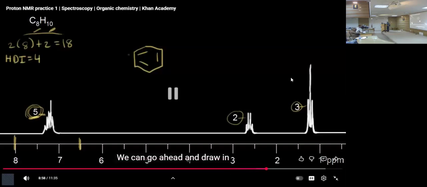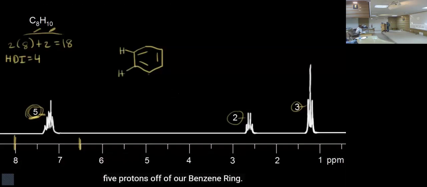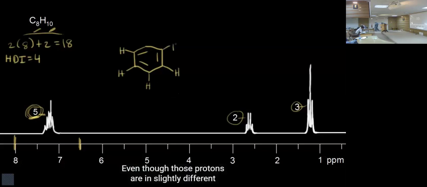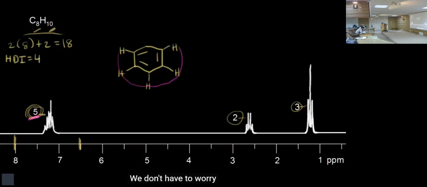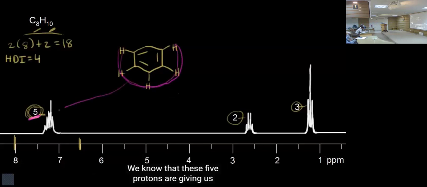Go ahead and draw in five protons off of our benzene ring. Even though those protons are in slightly different environments, because this integration value is 5 here and we know a benzene ring is present, we're done. We don't have to worry about the slightly different environments. We know these 5 protons are giving us this complicated signal over here.